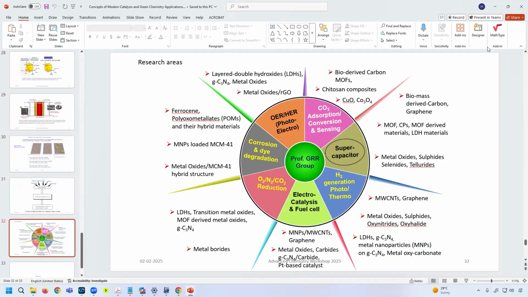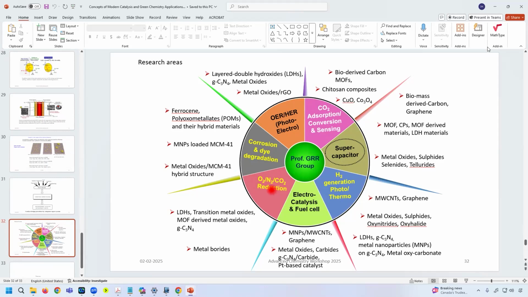Now you see, these are basically the ideas that we have. Now you can work on many things there. So many areas. For example, you see here corrosion, dielectric. These are all catalysis related areas. Oxygen evolution, hydrogen evolution reaction, CO2 adsorption, CO2 conversion, and then hydrogen generation, electrocatalysis, N2, O2, CO2 reduction, and so forth. These are all areas which are currently important and interesting, and many people are working on these areas.